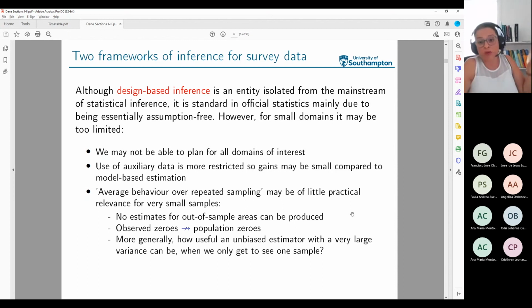That is interesting from the theoretical point of view, to know that in some samples I would have Florencia, in some samples I wouldn't, but on average I would get the right value for Florencia. But when I have only one sample, how useful can that be? So whenever I have very small sample sizes and out-of-sample areas, that's problematic.